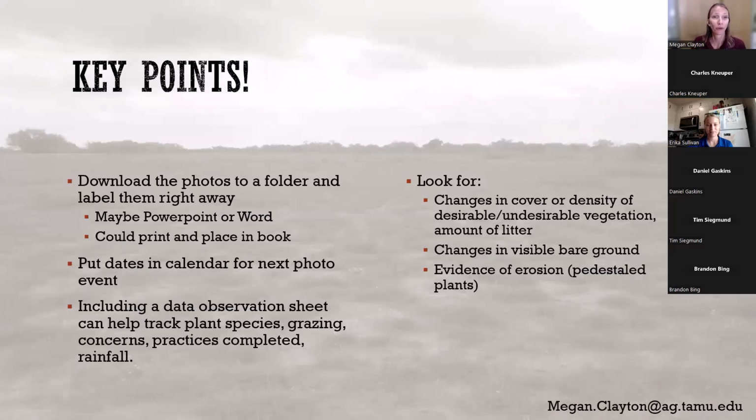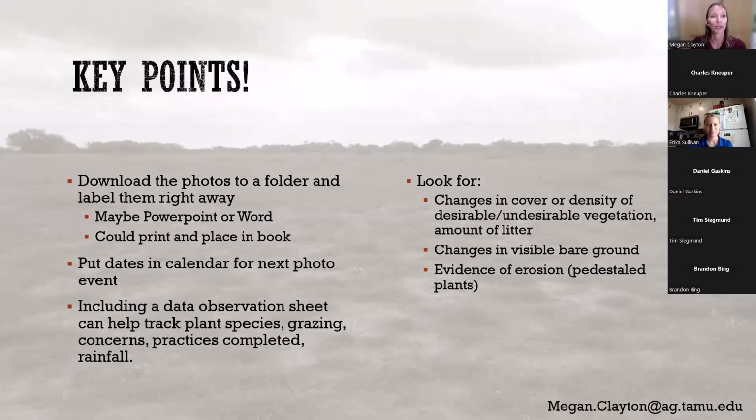Download the photos to a folder right away. This is my downfall. I take a lot of really great photos and then I forget to download them and put them in the folder and label them neatly. And so they're essentially ineffective, right? You've got to go back right away and put them in a known folder. That way you have that photo for all eternity in that spot. You know where to find it.